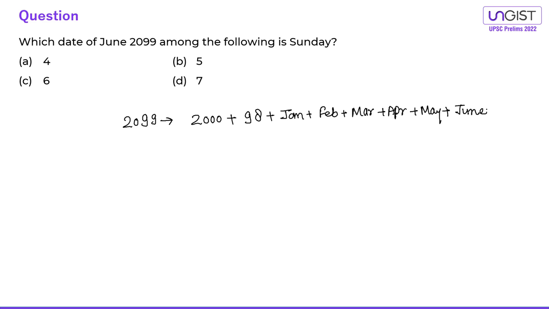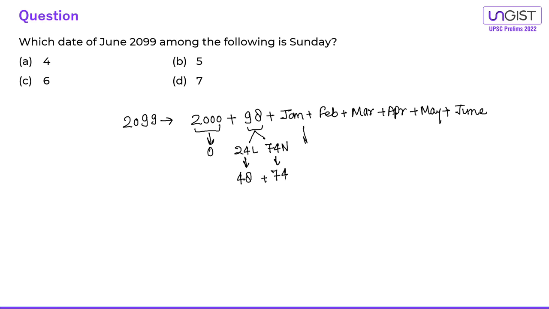Right? So guys, in 2000 we have 0 odd days, and in these 98 years, how many leap years and how many ordinary years do we have? So we have 24 leap years and 74 normal years, right? In these 24 leap years we have 48 odd days and here we have 74 odd days.